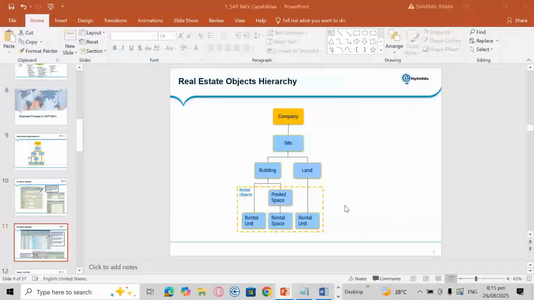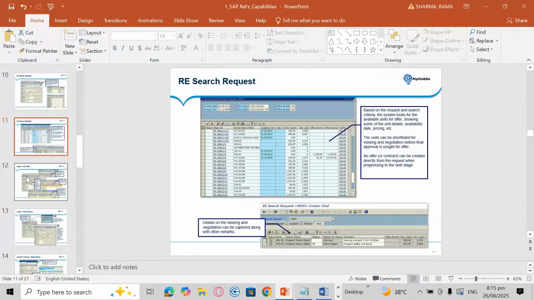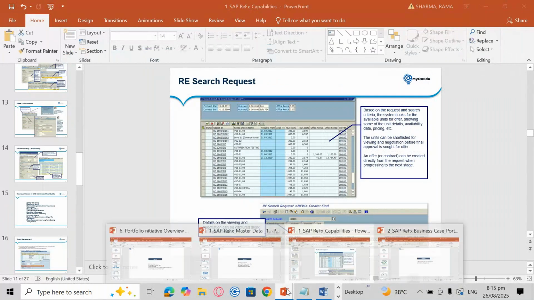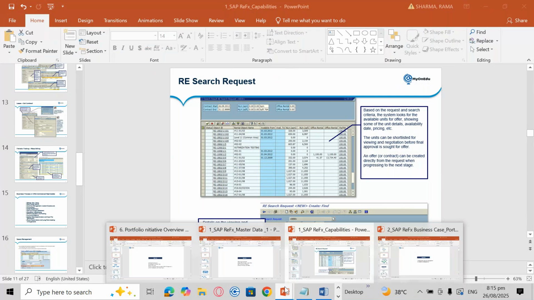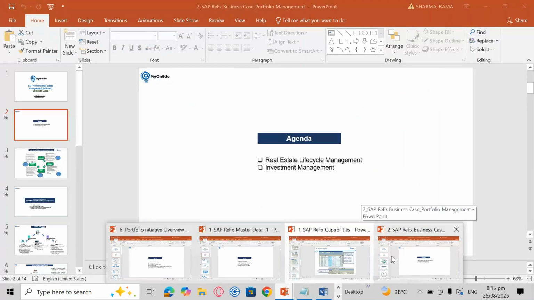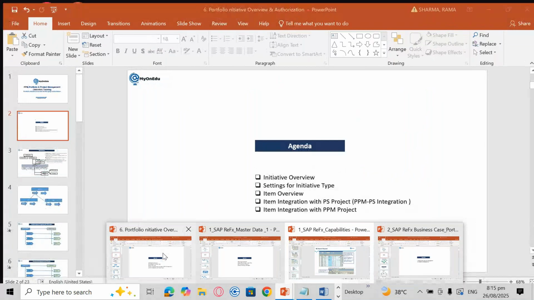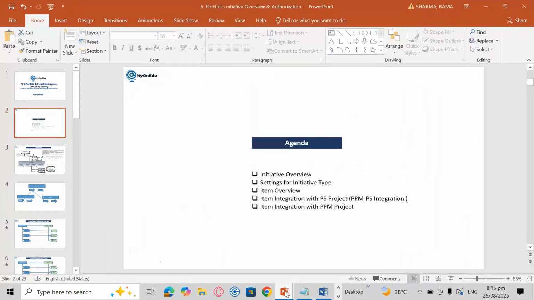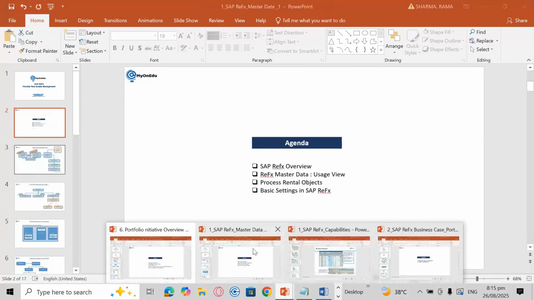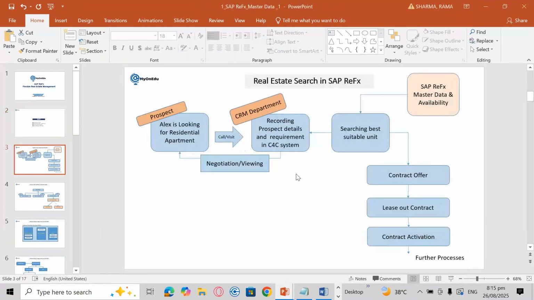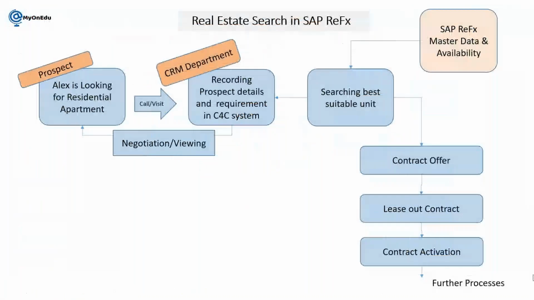Before jumping to this, let me go with one more slide here. Okay, so let's say your master data is ready, your business entity is ready, and then buildings have been created, rental units, everything is ready. Now, how exactly does the process start?